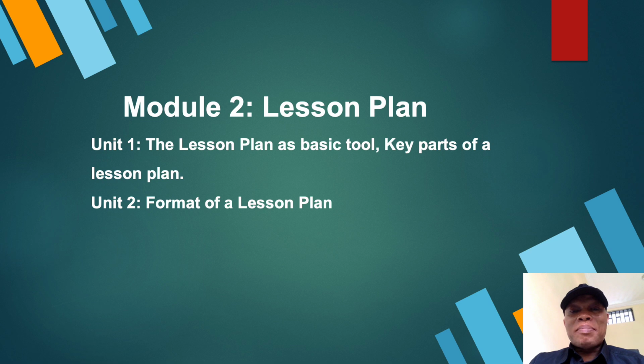Module 2 is about lesson plan. Lesson plan is what you need as a teacher to prepare yourself before you enter the classroom for teaching, and is divided into 2 units. The first unit talks about lesson plan as a basic tool. What is it all about? The key parts of a lesson plan. Unit 2 talks about format of a lesson plan. That is, how does a standardized lesson plan look like?